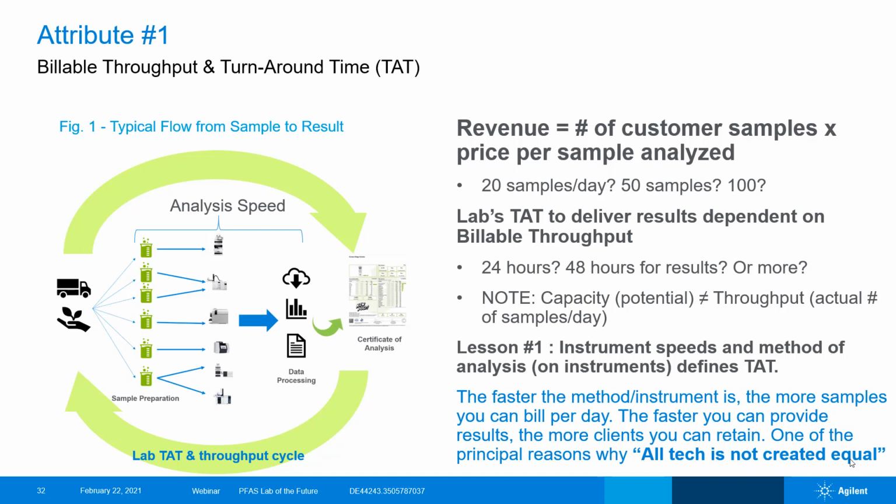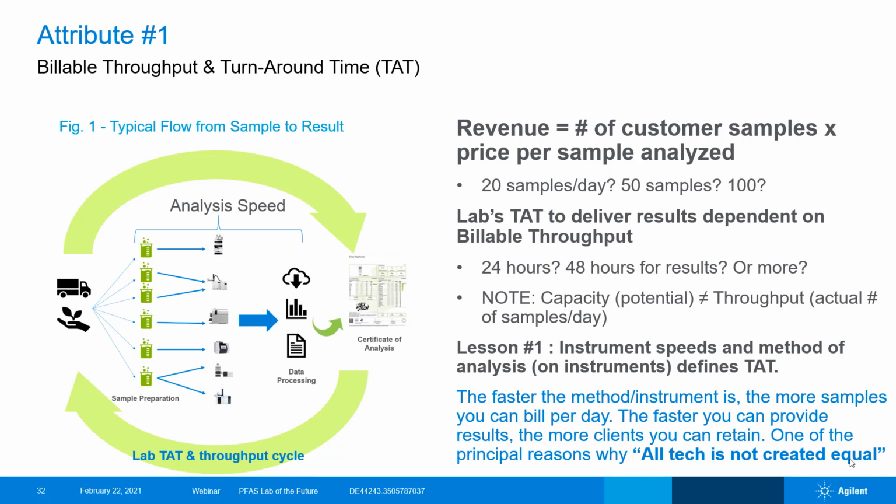And so putting all of this data together and submitting it to their client is going to determine how quickly they can turn that around, because at the end of the day, the lab's revenue is going to be determined by the number of samples they can run and the price they charge for that. So the more samples they can run, the better. And the lab's turnaround time is going to be dependent on the billable throughput, right?